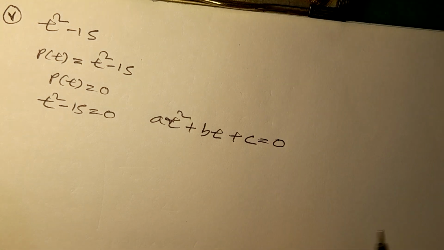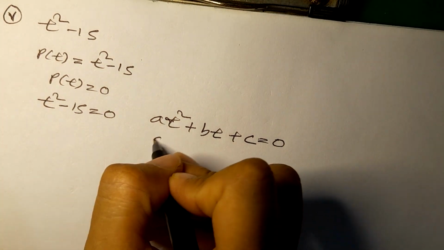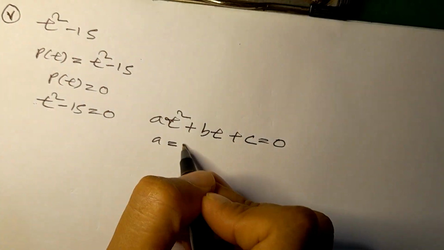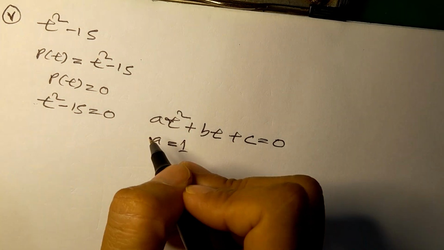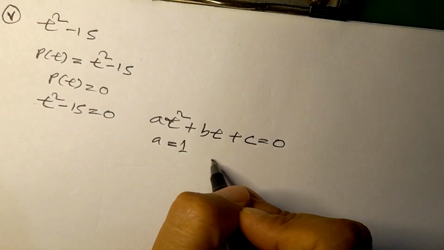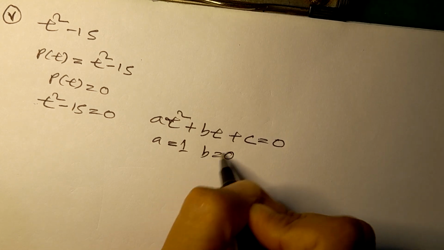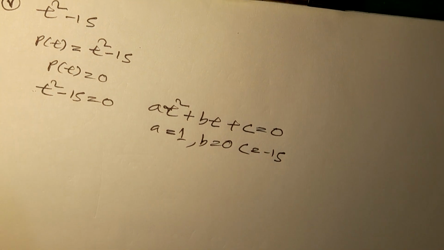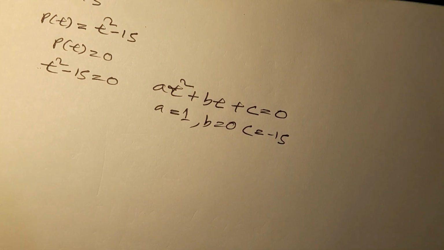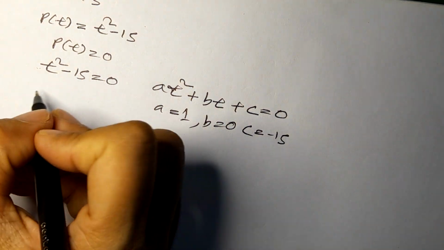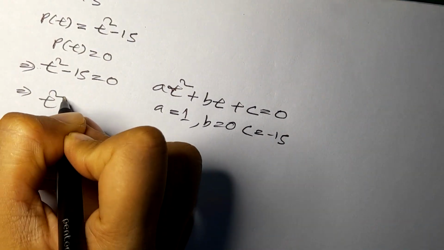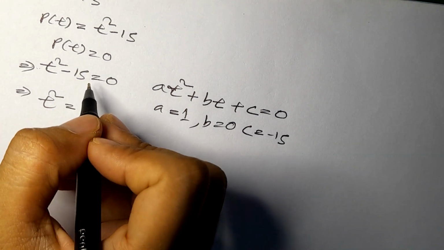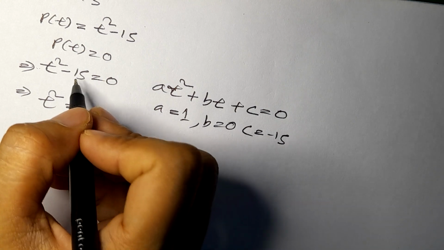equal to 0. So from here, a will be the coefficient of t square. The coefficient of t square, that is in front of t square, nothing is there, so it will be 1. Now b, the coefficient of t, there is no t, so b is equal to 0. Now the constant, that is c, is equal to minus 15. Now we have to find the value of t square. So bring the 15 that side. So it will be t square equal to, 15 is negative, if negative, change the position to the other side of the equation, it will be positive.